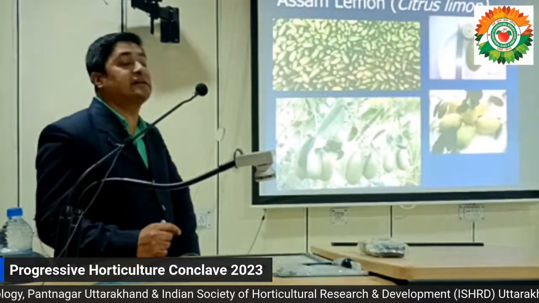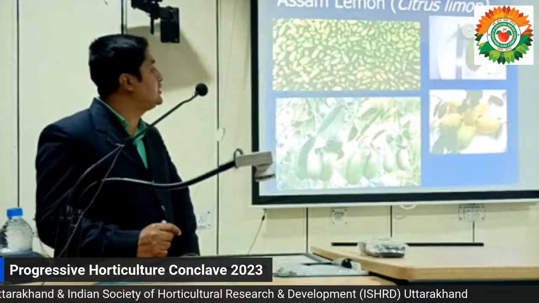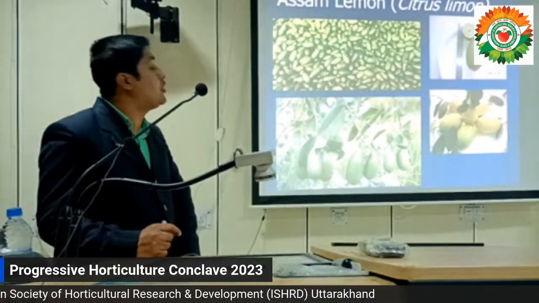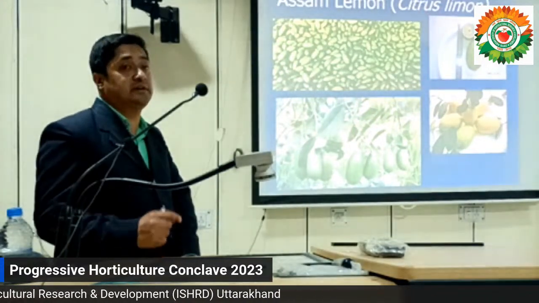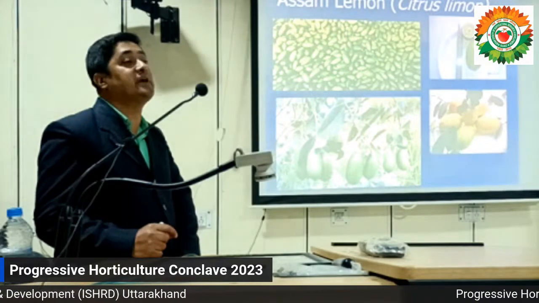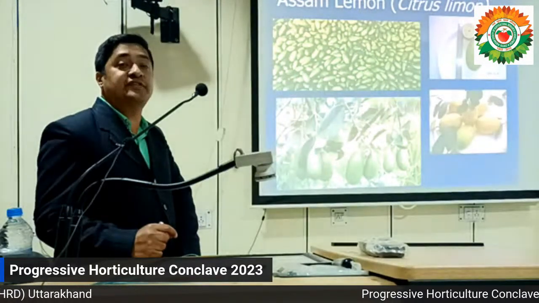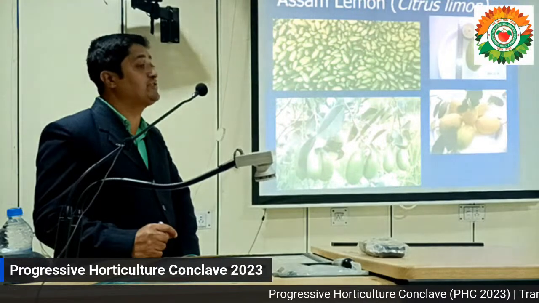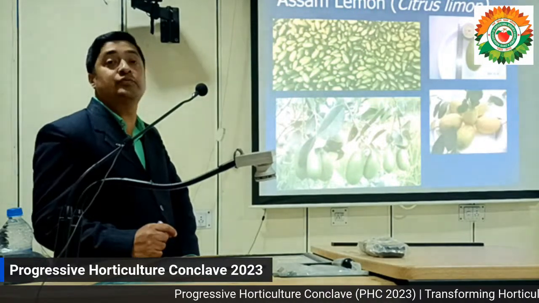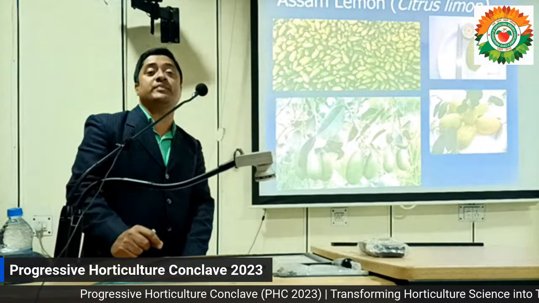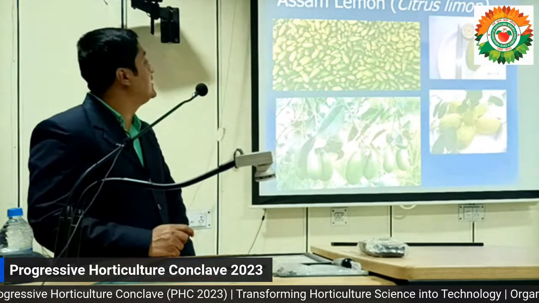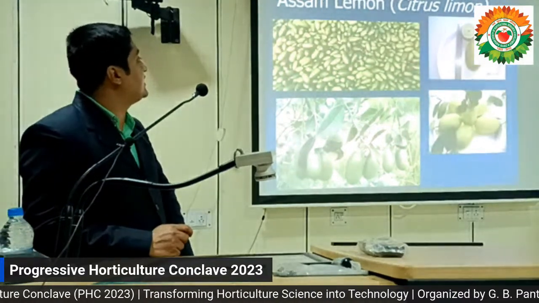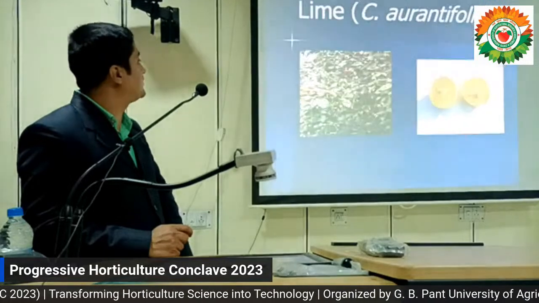In addition to that, another important citrus species is Assam lemon, and this is the only citrus species that is found throughout the year. It produces flowers throughout the year, and it produces fruits also throughout the year. But during winter time, because of temperature and other factors, the production gets reduced as compared to the summer time.